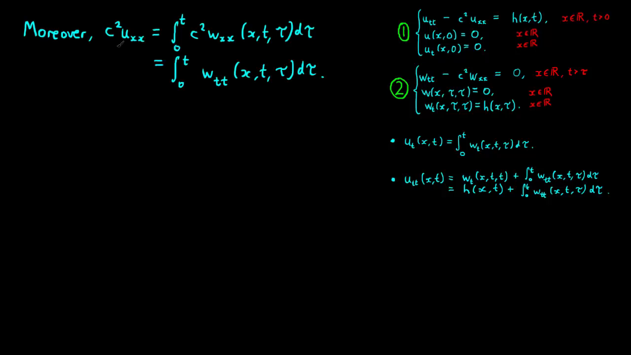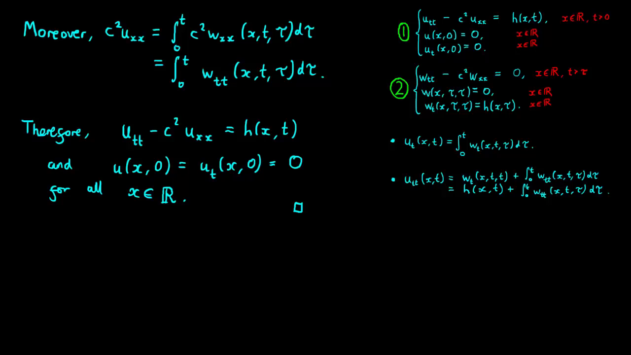So let's do that. c squared u_xx is going to be equal to the integral from 0 to t of c squared w_xx d tau. And because we know that w is a solution to problem 2, remember that problem 2 was the homogeneous wave equation, so we can rearrange this, bring the c squared w_xx over to the other side, and we see that c squared w_xx must be equal to w_tt. So we can write c squared u_xx as the integral from 0 to t of w_tt (x, t, tau) d tau.